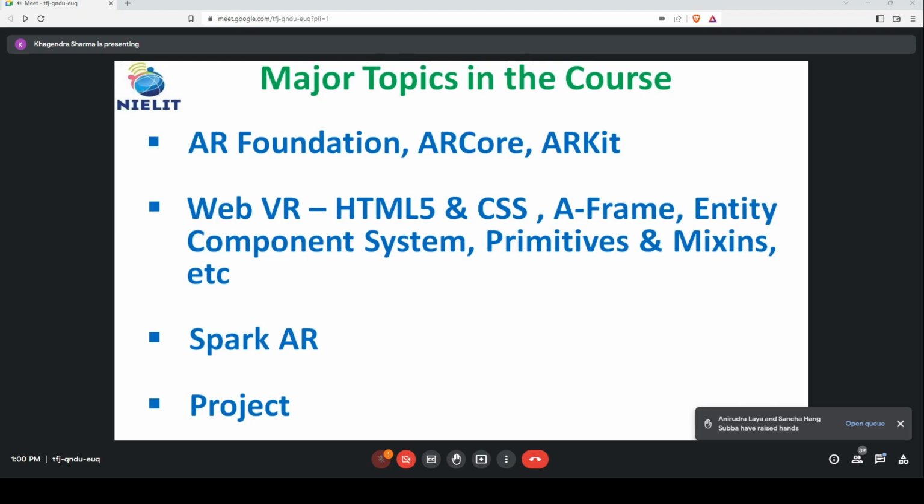So how to work on those things, and how to create WebVR so that the virtual reality content we are talking about can be made accessible over the browsers itself. Then Spark AR, which you might have seen in something like Snapchat, wherein on your face you have different digital content overlaid to give you a different look and feel. How that type of application can be created, for that we have Spark AR, and you will be working on a project at the end.